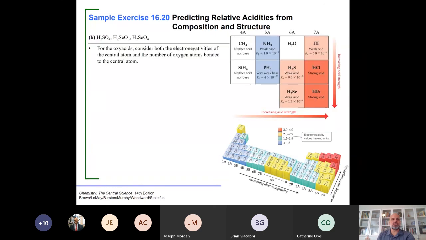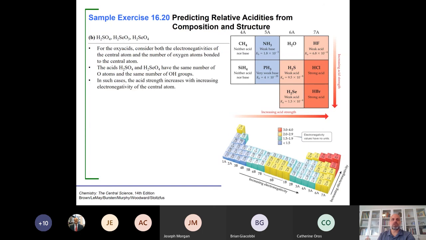Here are the oxyacids on the next slide. If we look at the oxyacids, you're going to consider both the electronegativity of the central atom and the number of oxygen atoms bonded to the central atom. So if we first look at sulfuric acid and selenic acid, you're going to have the same number of oxygen atoms for both. So since you have the same number of oxygen atoms for both, you're simply going to be looking at the electronegativity of sulfur versus selenium. And in such cases, the acid strength increases with the electronegativity of the central atom.